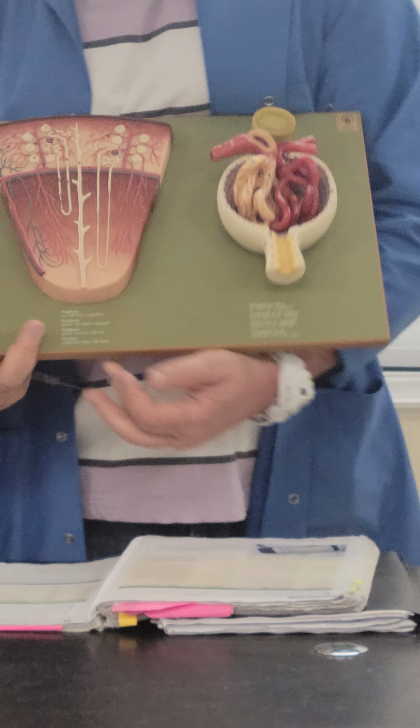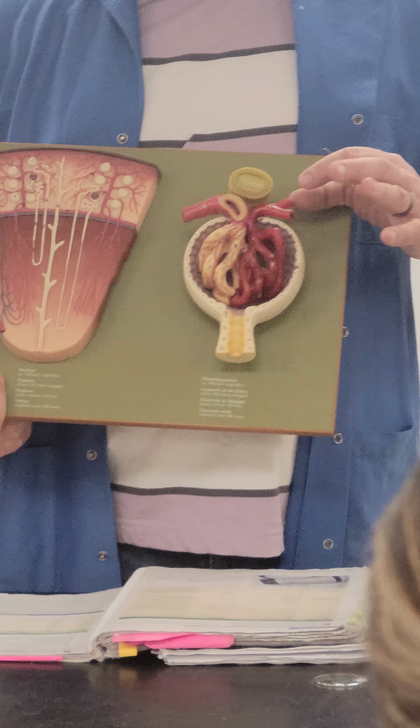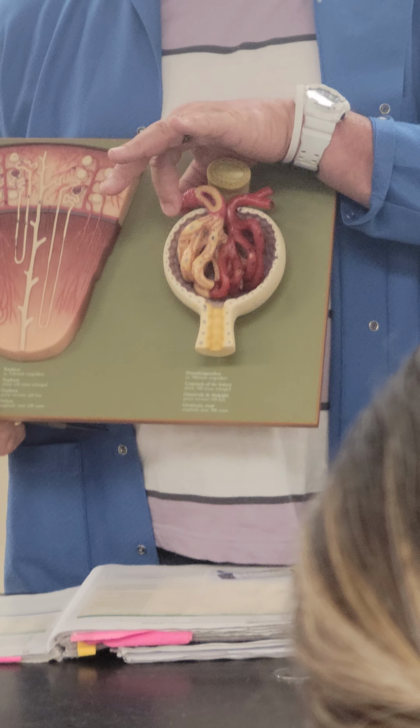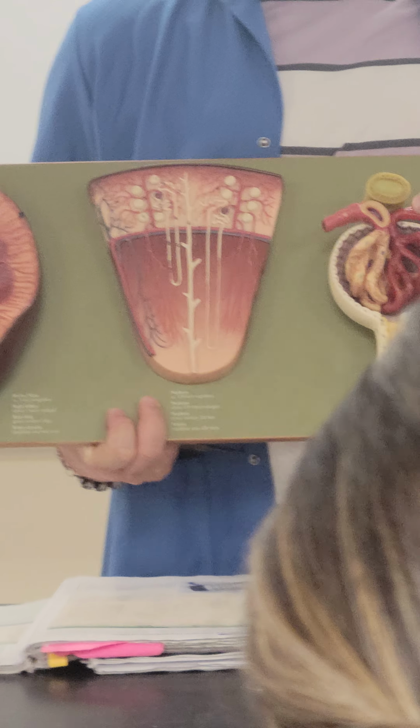Once it goes through the filtration system inside the glomerulus, the pressure's lower on the other side, so that efferent arteriole is smaller than the afferent. That's how you tell the difference. Afferent's fatter, the efferent is smaller. All right? Those are all described again right here.